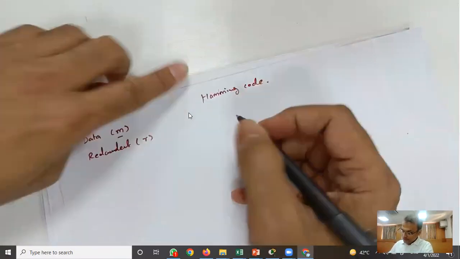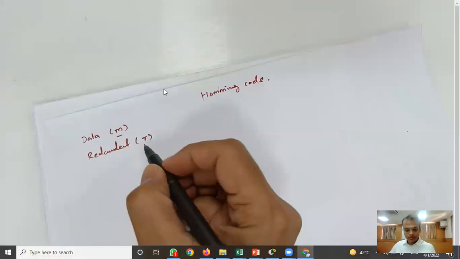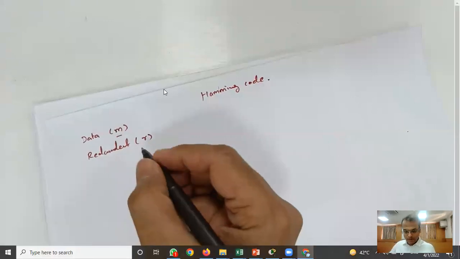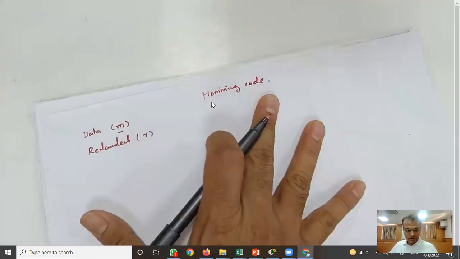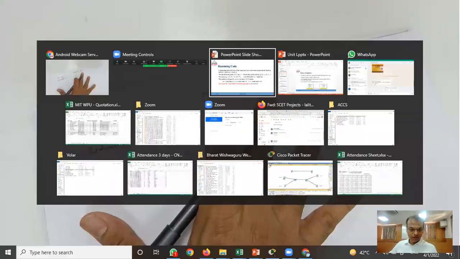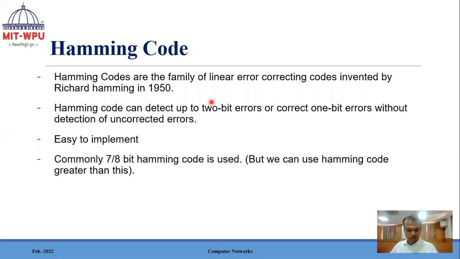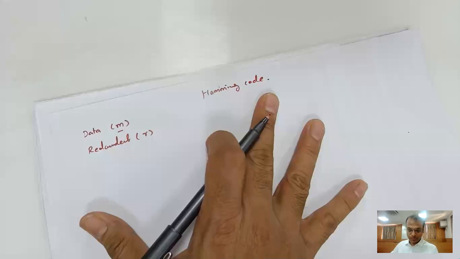Sir, could you explain about the Hamming code once more? I was just fetching the topic. So I'm actually explaining you Hamming code only. I'm repeating everything again with the Hamming code. I've just started now. Okay, sir. Right.